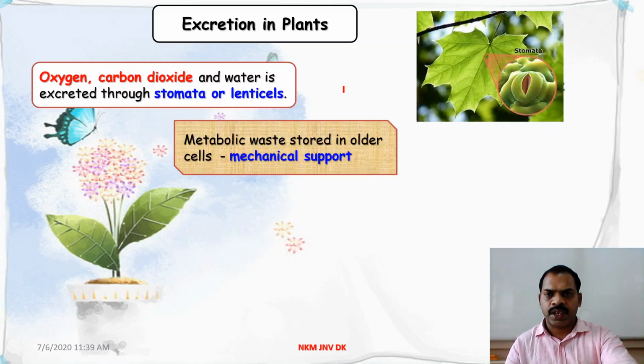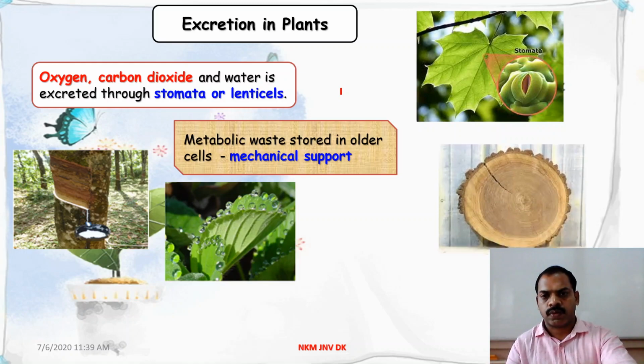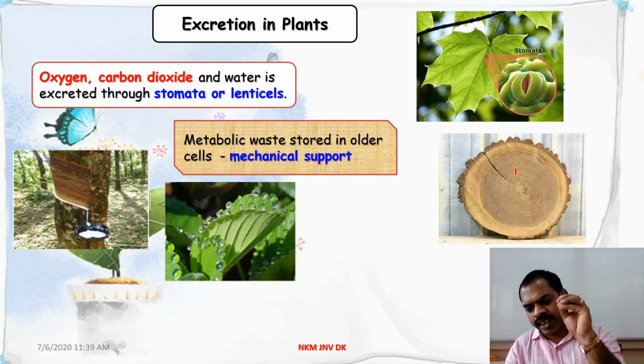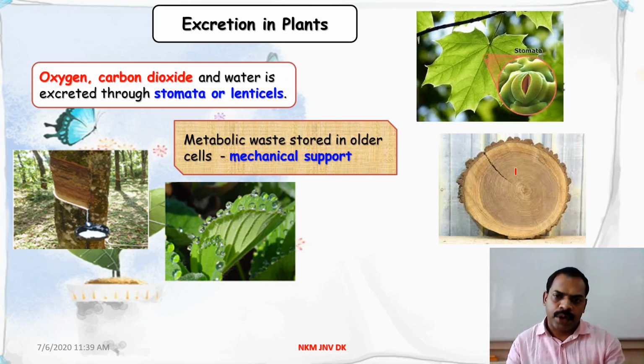Sometimes some material cannot be excreted, so they store it in the older cells. In the older cells of the plant they store it, and that gives mechanical support also. See, how does our wooden furniture, the table, become very strong? It is not porous. If the xylem and phloem cells are dead, they should be porous, with holes. No, all the dead cells are filled with the metabolic waste of the plant, so that makes it very strong.